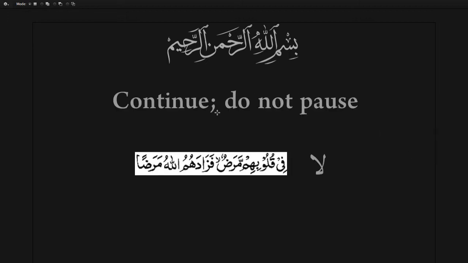So here's one. Continue. Do not pause. في قلوبهم مرض فزادهم الله مرضا. فزادهم الله مرضا is read right after that. So there's the little lam there, that's the lam alif. It's telling me to not pause here. So if I do pause here, في قلوبهم مرض, then I should try to go back and continue the flow. في قلوبهم مرض فزادهم الله مرضا.